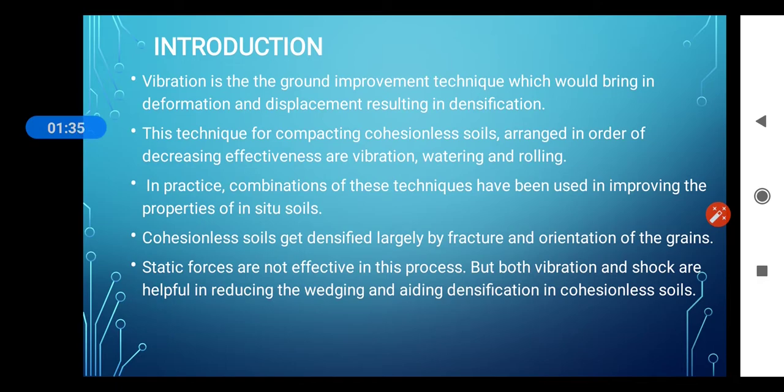The cohesionless soils get densified largely by fracture and orientation of the grains. When we vibrate, the cohesionless soil gets densified largely by fracture and orientation, and static forces are not effective in cohesionless soils, but both vibration and shock are helpful in reducing the wedging and aiding densification in cohesionless soil. This is the brief introduction about vibration.